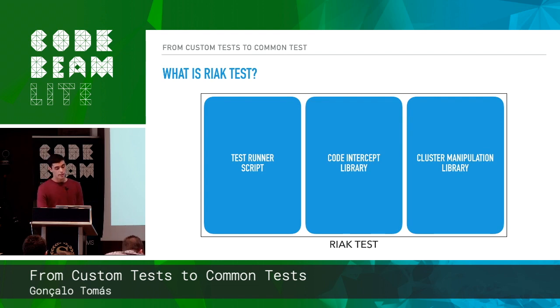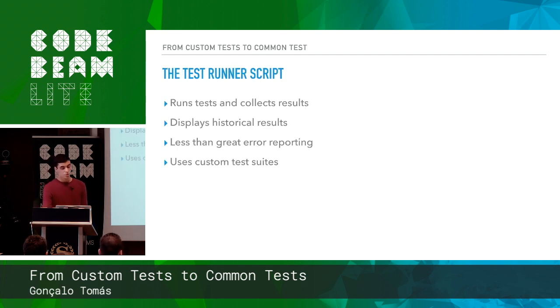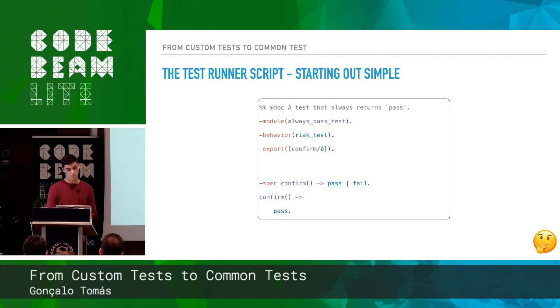OK, so Riak Test has three main components. We're going to go into each of them in varying detail, but first we're going to look at the test runner script. The test runner script is basically a wannabe replacement for common tests. It does sort of what you'd expect a replacement of common tests to do: it runs some tests and collects results, but it uses custom test suites, and it basically gives terrible error reporting, as we're going to see in a few moments.